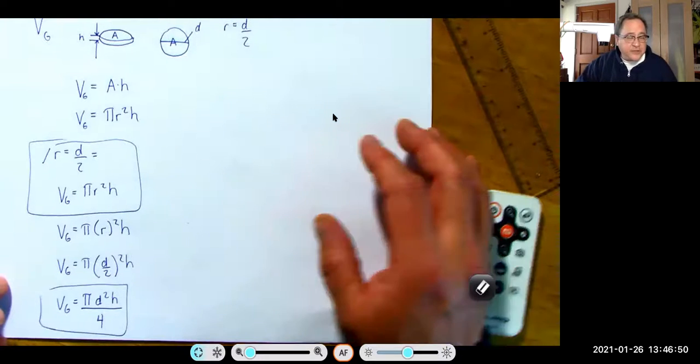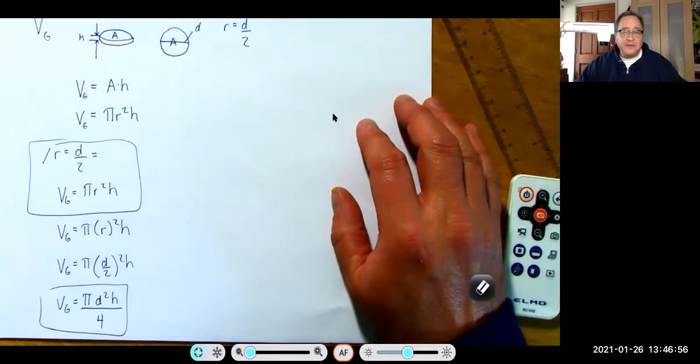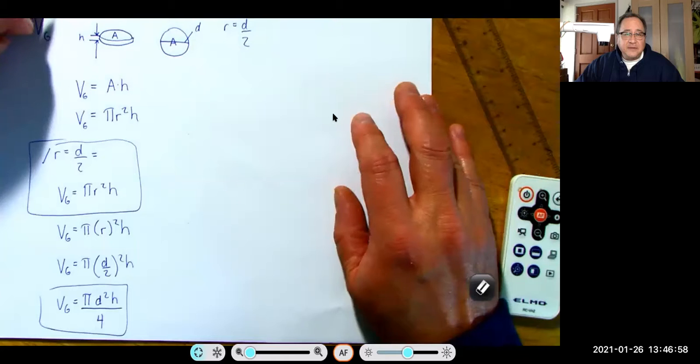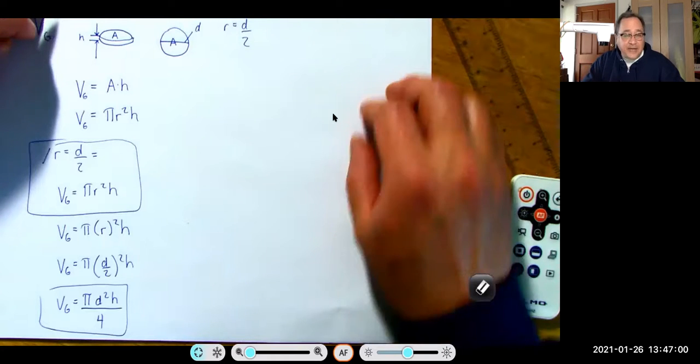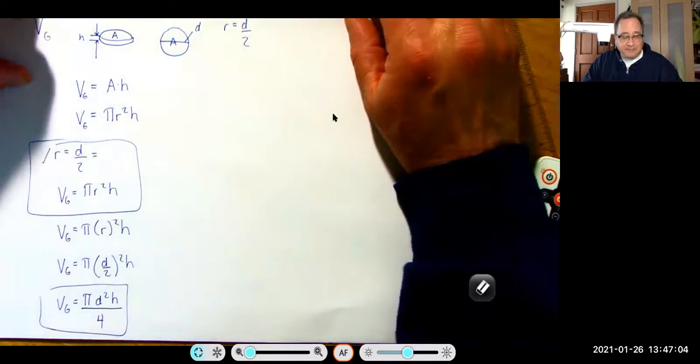So are there any questions about calculating the volume of a penny by geometric shape? Okay, you would do the same thing when you're calculating the volume of the dime by geometric shape.